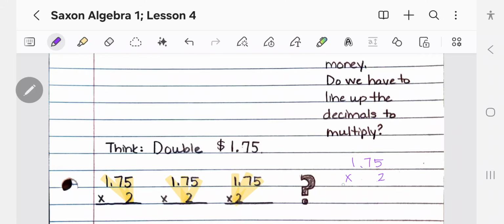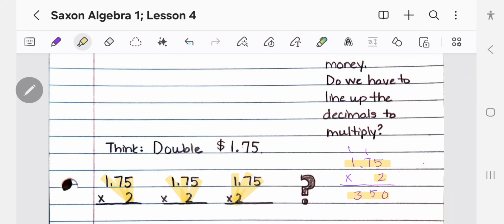I'm just going to put the 2 down here. 2 times 5 is 10, carry the 1. 2 times 7 is 14, plus 1 is 15. 2 times 1 is 2, plus 1 is 3. Now, if I'm doubling, think about this reason here. I've got $1.75, and I'm doubling it, okay? Maybe I want to buy something in the store that's $1.75, and I decide I'm going to get 2 of them. Should I expect that I'm going to be paying $350?